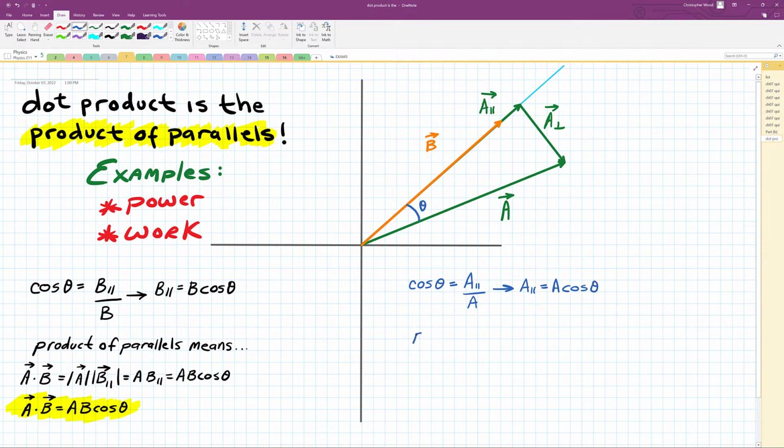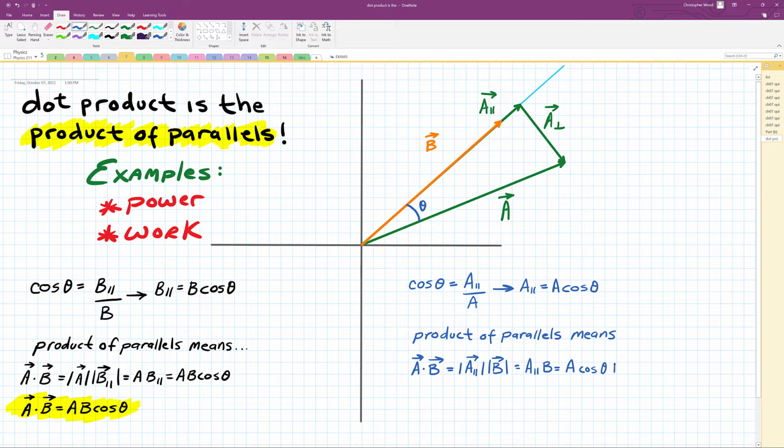Once again, A dot B is the product of parallels, and that means vector A dotted with vector B is equal to the magnitude of the component of vector A that is parallel to vector B times the magnitude of vector B, or I could just write it as A parallel times B equals A cosine theta times B.